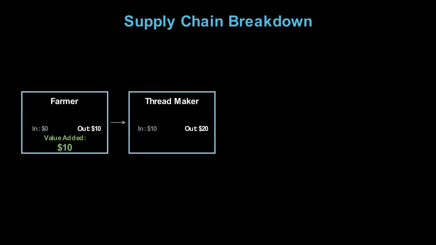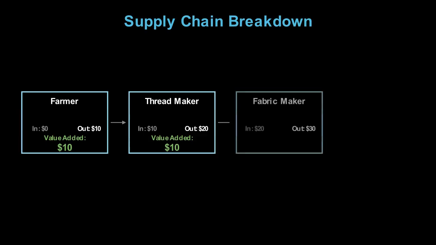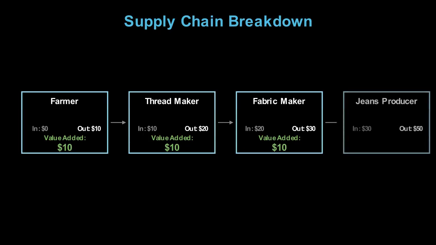The chain continues. The fabric maker buys the thread for $20. Through their labor and machinery, they transform it into denim fabric worth $30. Their value added is the output minus the input. 30 minus 20 equals $10. Finally, the jeans producer takes that fabric. They design, cut, and sew the final product, selling it to the consumer for $50. They bought the fabric for $30, so their specific contribution, their value added, is $20.